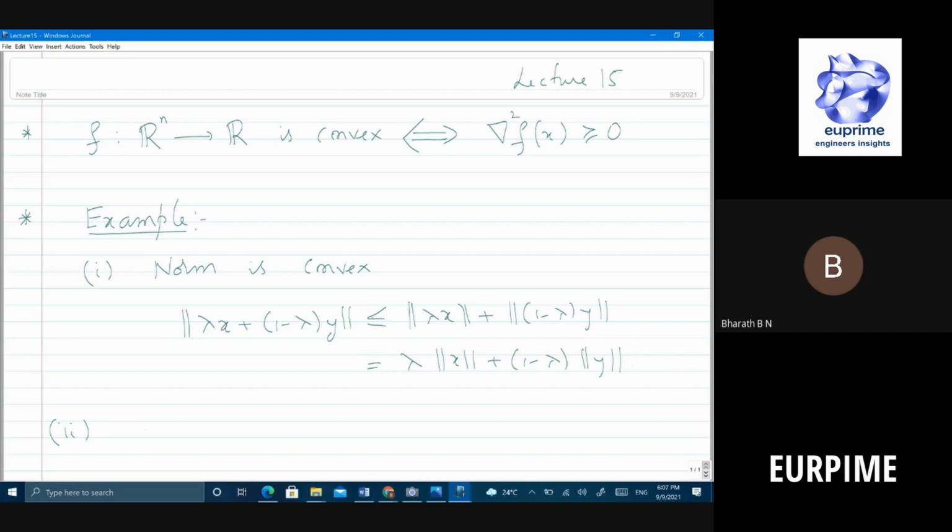So I won't prove this. Geometric mean is convex. Okay, so I'll leave it as an exercise. You should see what is geometric mean. So can somebody tell me what is geometric mean?